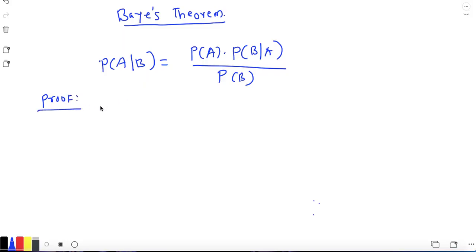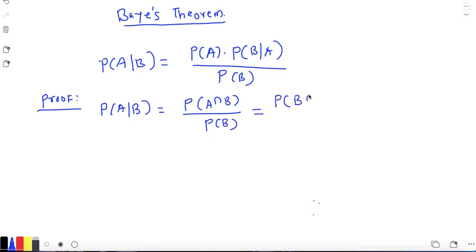So from the definition of conditional probability, probability of A given B is equal to probability of A intersection B divided by probability of B, right? So if I rewrite this, this is equal to probability of B intersection A divided by probability of B. So let's say this is equation number 1.